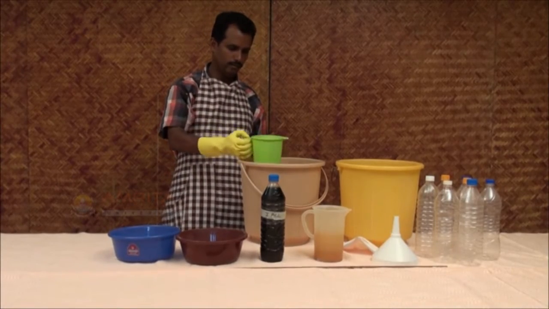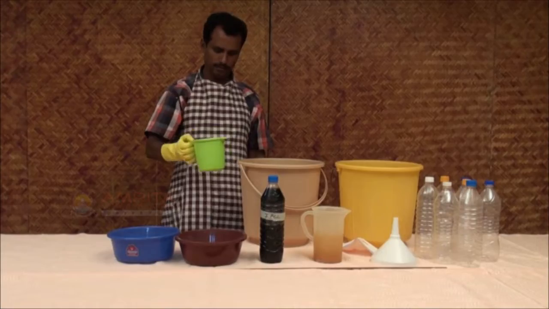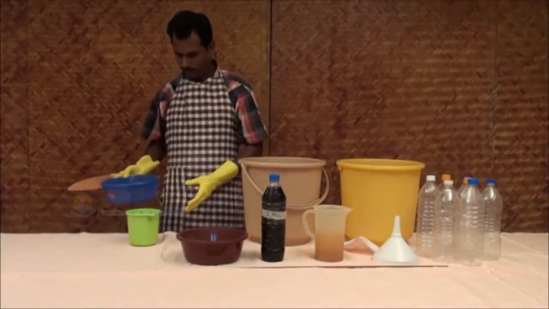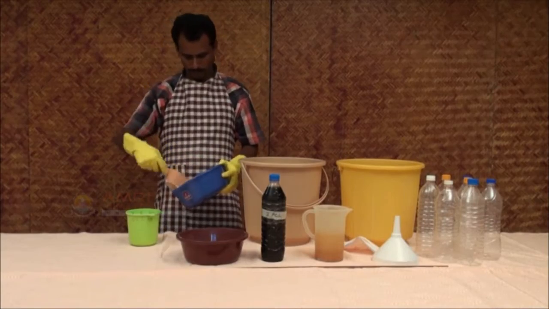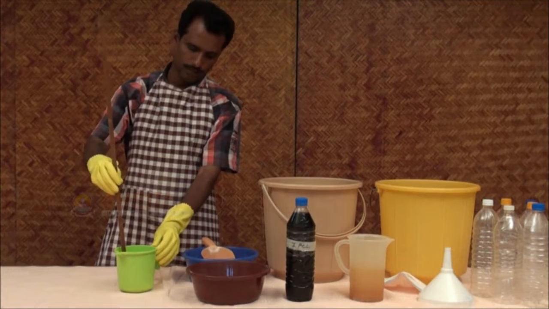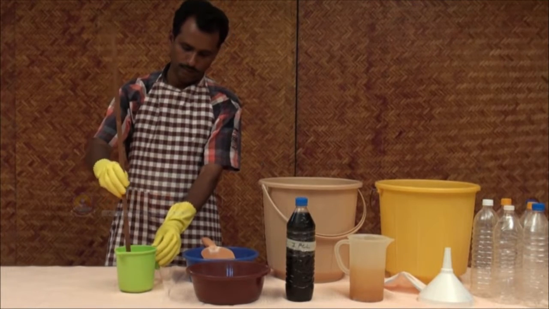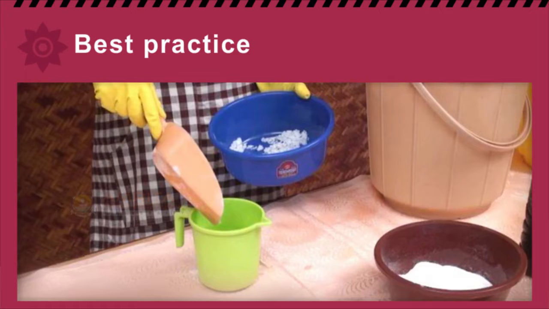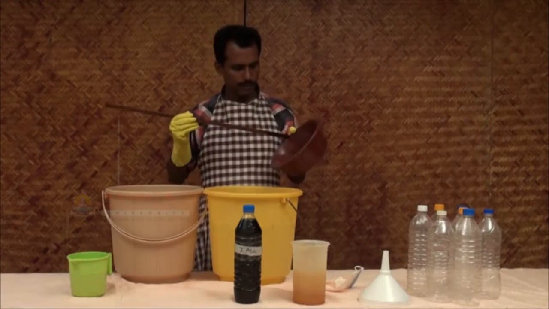Take half a mug, that is 500 milliliters of water, and put 100 grams of caustic soda in the mug. Mix the two with a wooden stick. Diluting caustic soda reduces its reactivity. Always dilute caustic soda before adding it to other ingredients to make this corrosive chemical less strong.